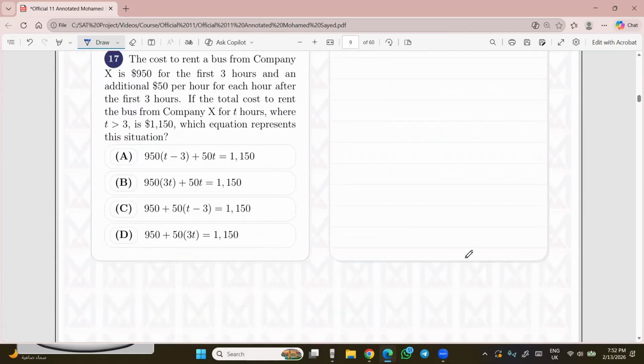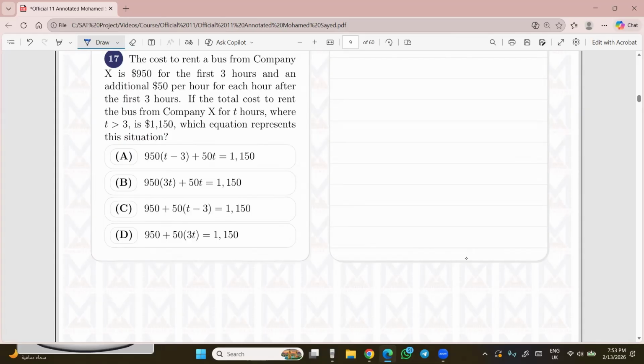Question 17, the cost to rent a bus from company X is $950 for the first 3 hours and an additional $50 for each hour after the first 3 hours. If the total cost of renting the bus from company X for T hours, where T is greater than 3, is $1,150, which equation represents this situation? Some people consider this kind of question a very hard one. If you understand the concept behind this, it will be very easy, but it's a matter of understanding.